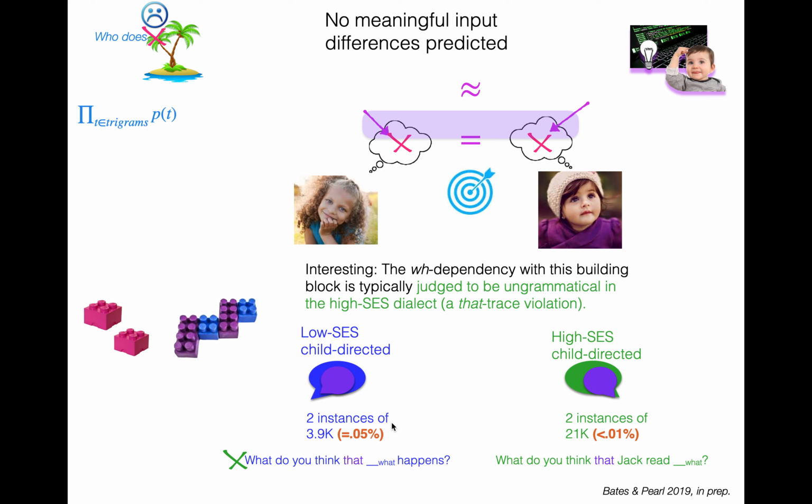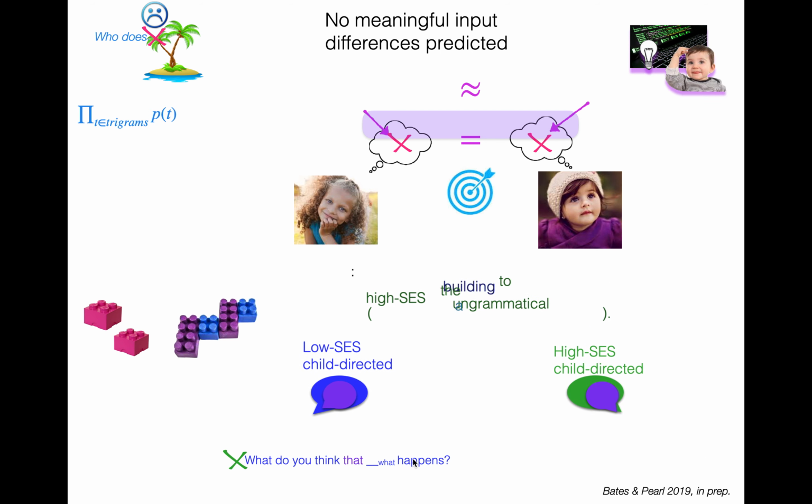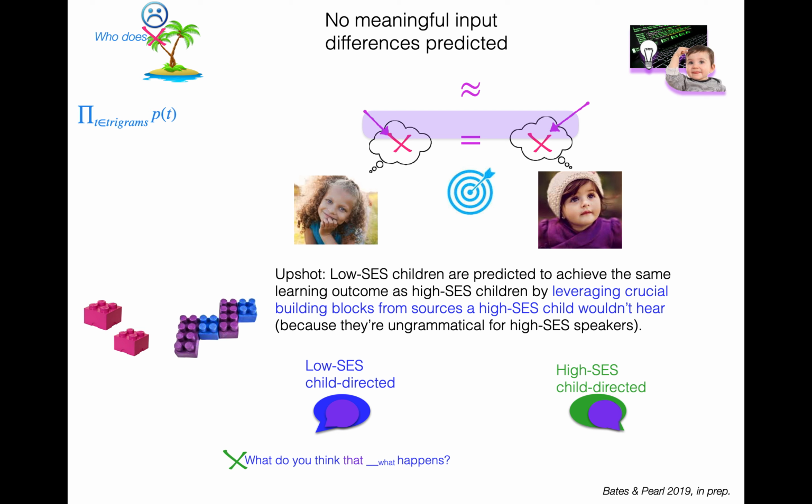In the high SES dialect, this is what we canonically call a that-trace violation. High SES dialect speakers generally don't like it. What do you think that happens? Kind of makes us squidgy, right? So the upshot is that low SES children are predicted to achieve the same learning outcome as high SES children by leveraging crucial building blocks from sources a high SES child wouldn't hear, right?